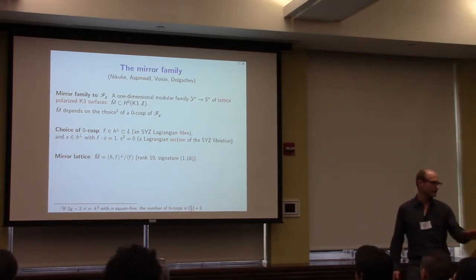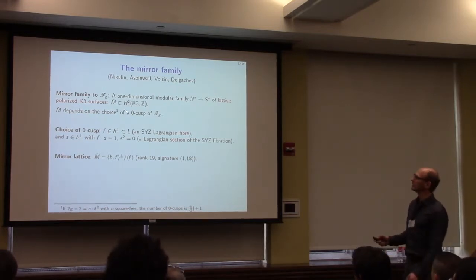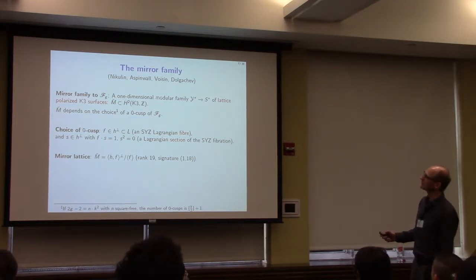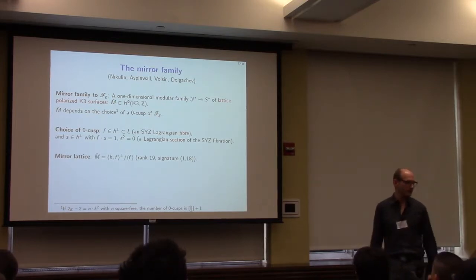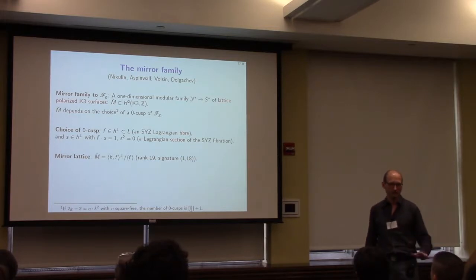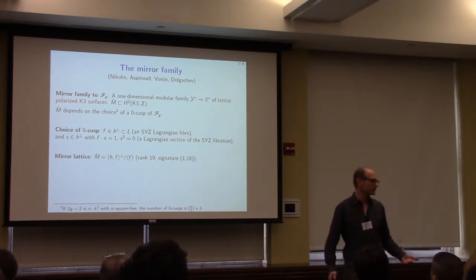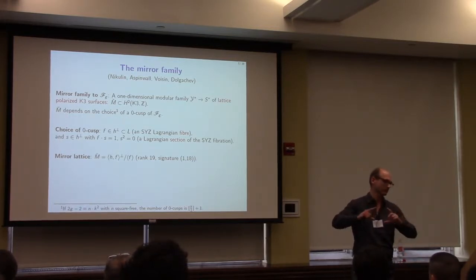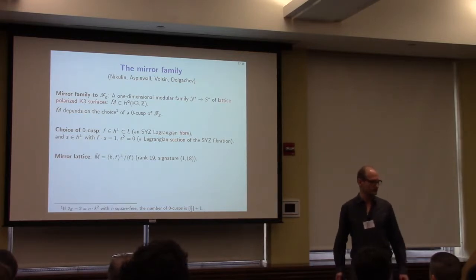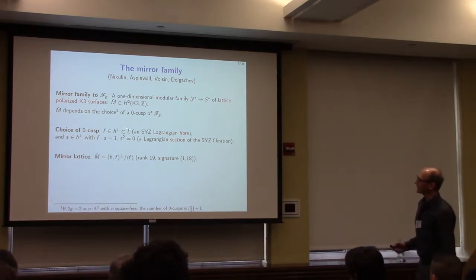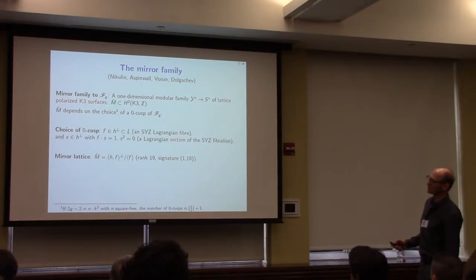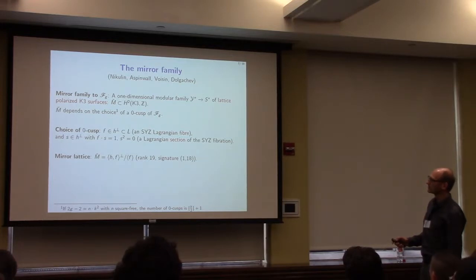Okay, so for any lattice M with certain properties, you get a moduli base of lattice polarized K3 surfaces, and the original case, the usual polarized K3 surface, is the case when M is just spanned by this one vector H, the polarizing vector. Okay, and this M check, so starting from M with this H, I call this M check, a kind of dual lattice that depends on the choice of a zero cusp.